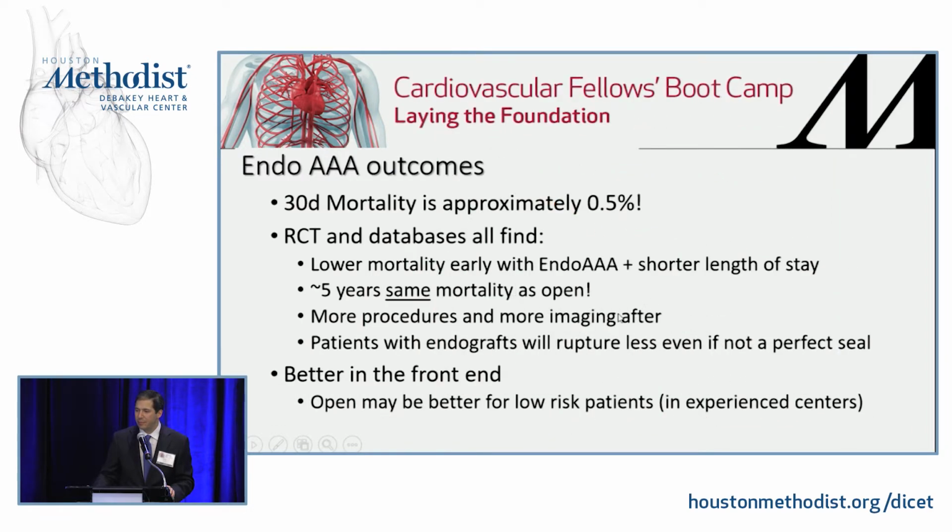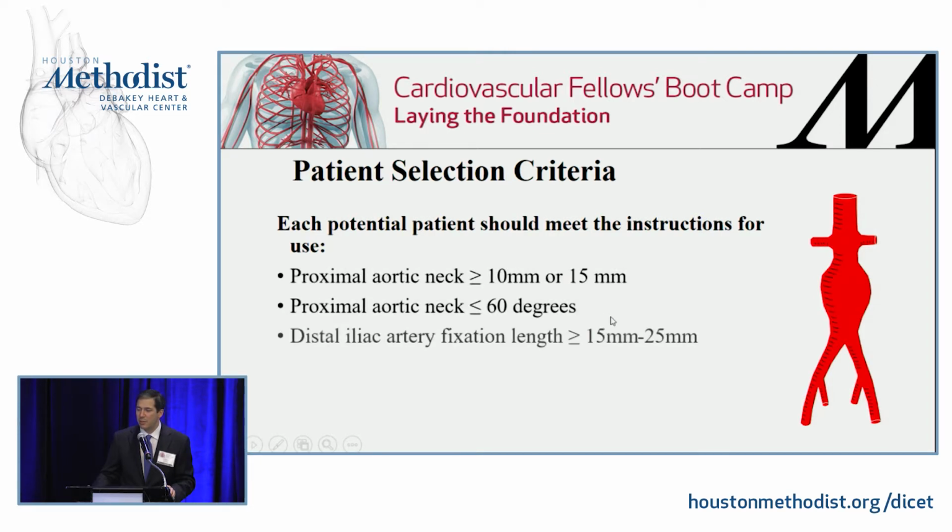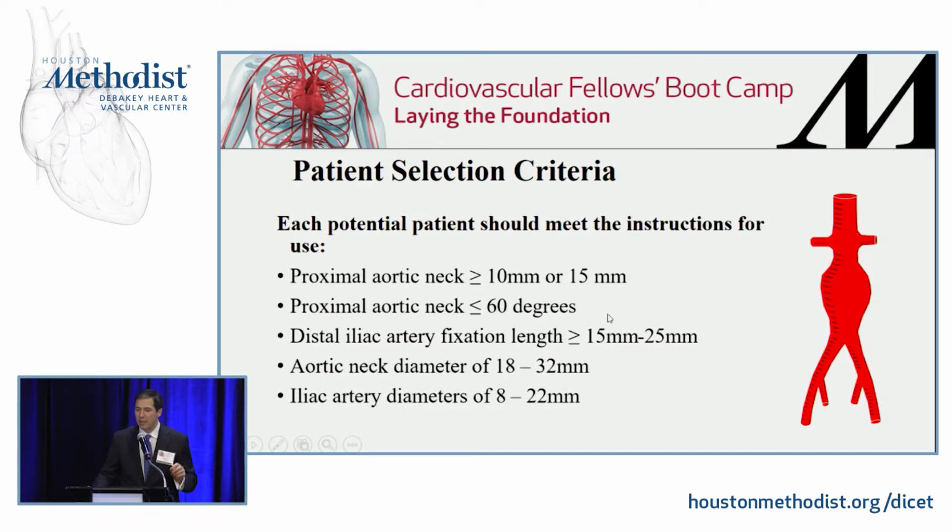So patient selection criteria: you want a good neck, you don't want it to be angulated, you want good distal iliacs, you want a nice narrow neck, and you want to have iliac vessels that are a good size.